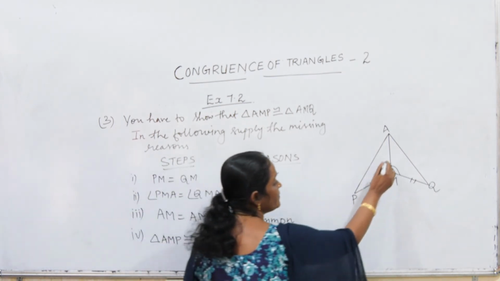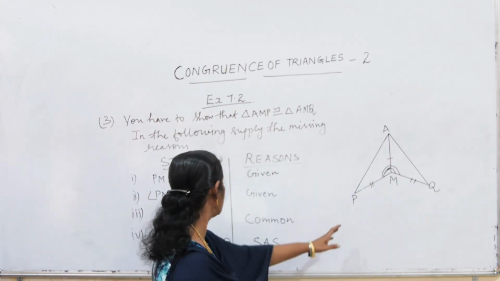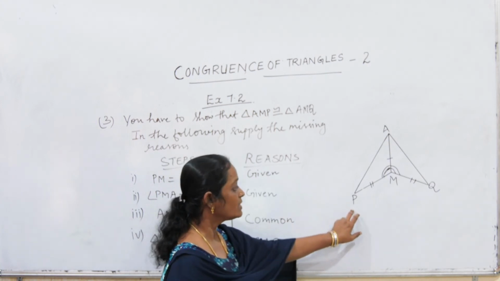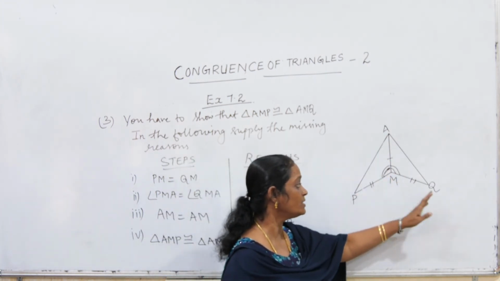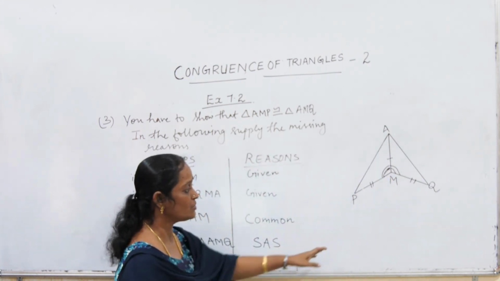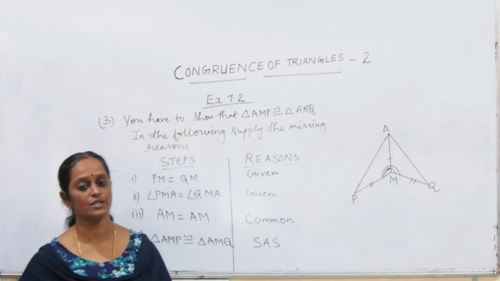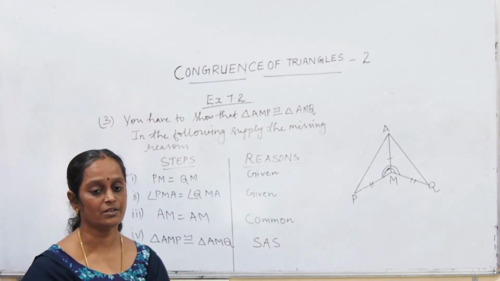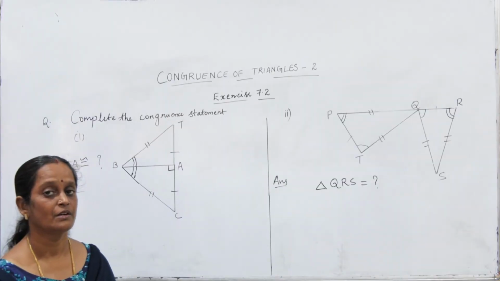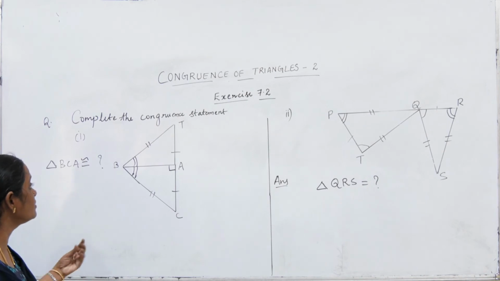This side AM and this side PM is equal to the side AM and QM of another triangle, and the included angle PMA is equal to QMA. So these two triangles are congruent by side angle, side congruence criterion. Students, next question, complete the congruence statement.